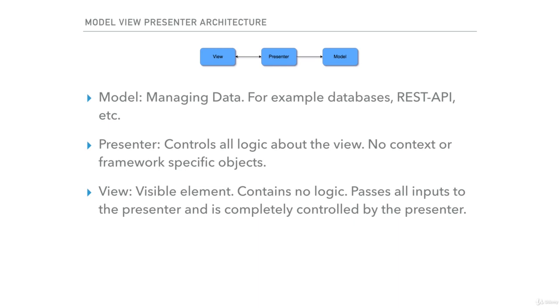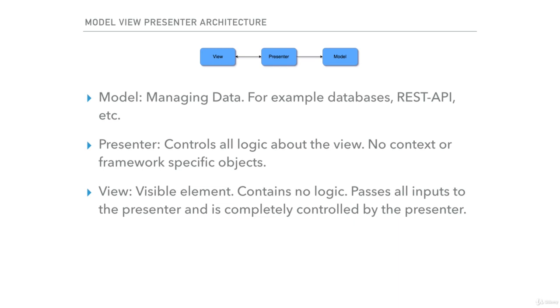The model is managing data, for example, databases, REST API, etc. This is not that important in our case because we don't have a database or a REST API. The presenter controls all logic about the view, and there is no context or framework-specific object inside the presenter. Why? Because of testing. It's not that easy to test actual framework classes, but it's easy to test Kotlin classes, for example.